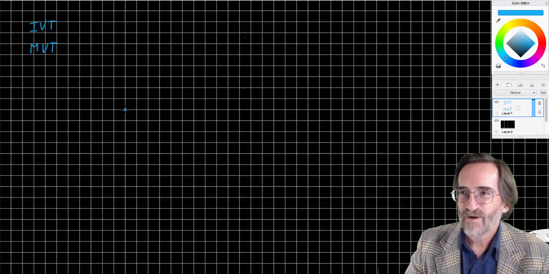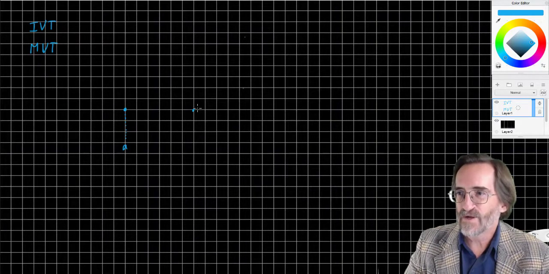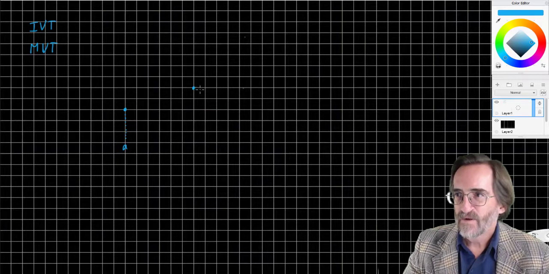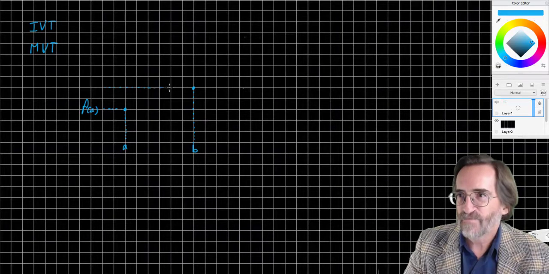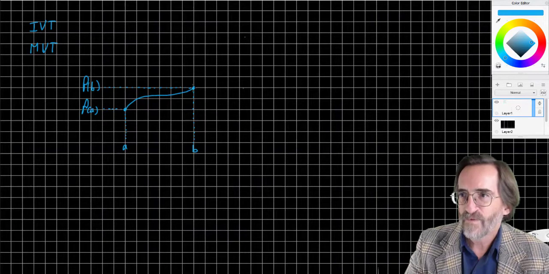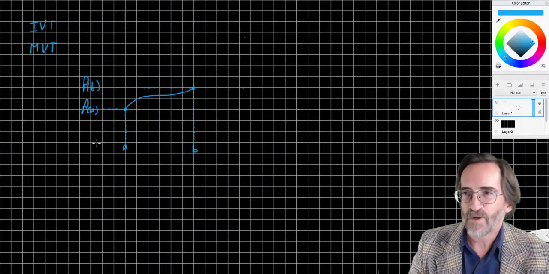Let's say we have a function defined on an interval from A to B, where this is f of A and this is f of B. And the function can do literally anything along the way. Let's say it does that in between.